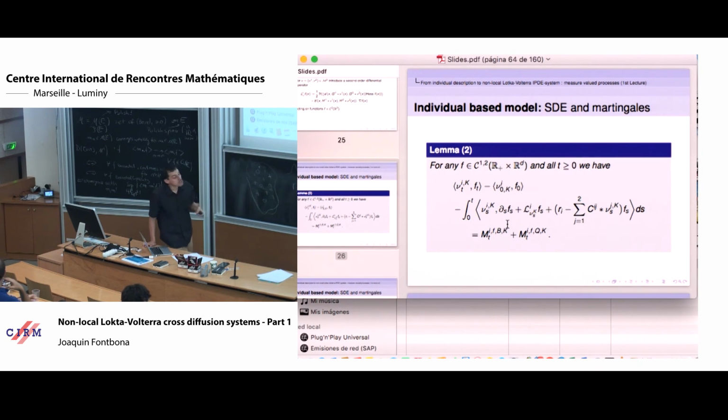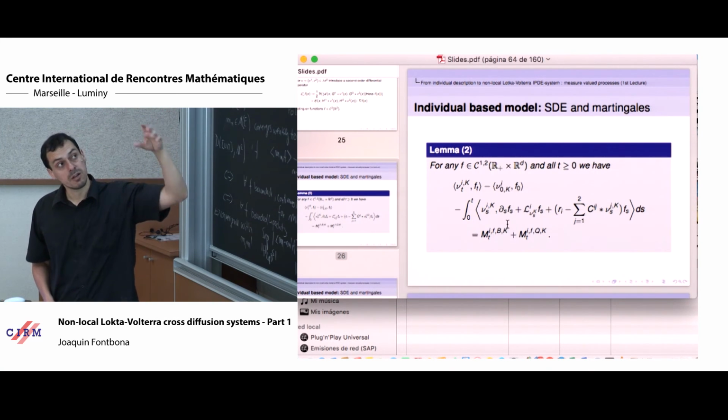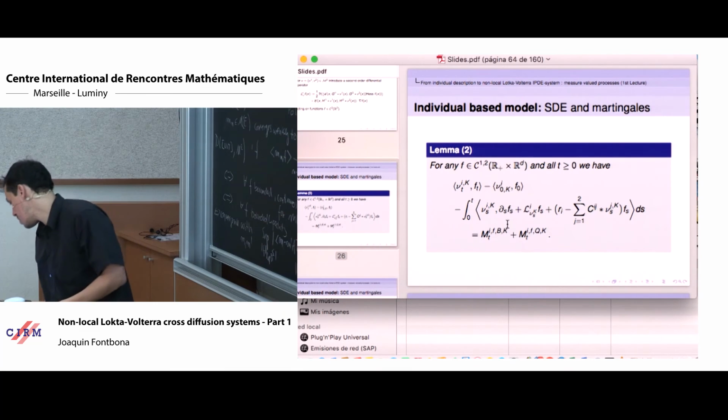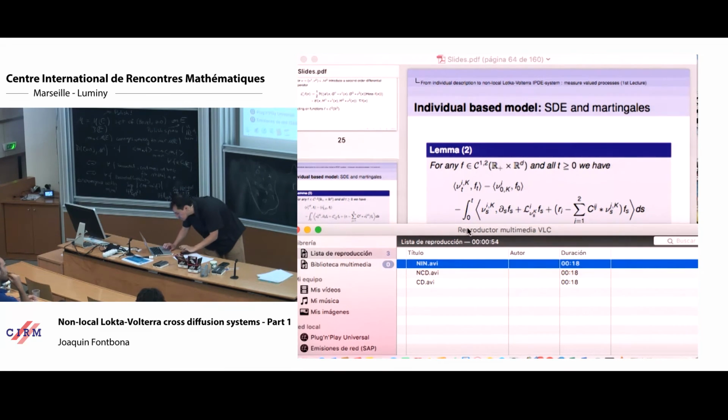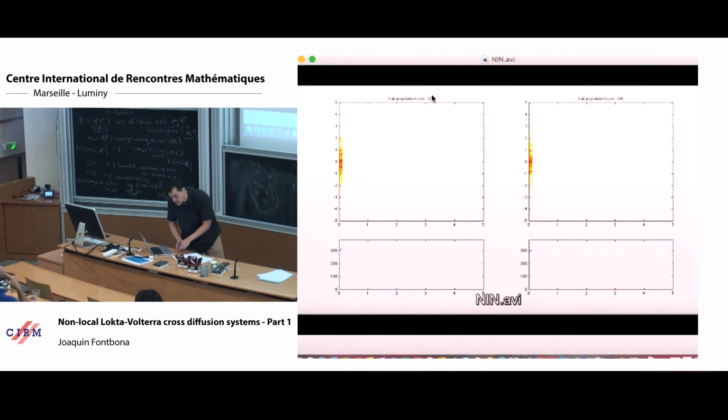Tomorrow I will discuss a little bit about uniqueness. Maybe I will discuss some of the points I have mentioned on the convergence a little bit more. But let me show you a couple of simulations of this model.